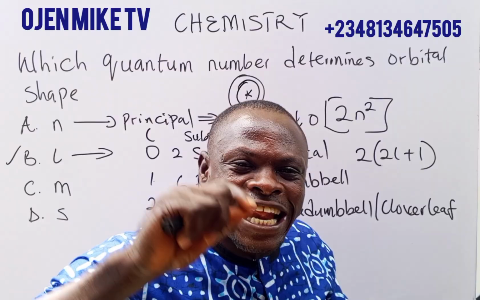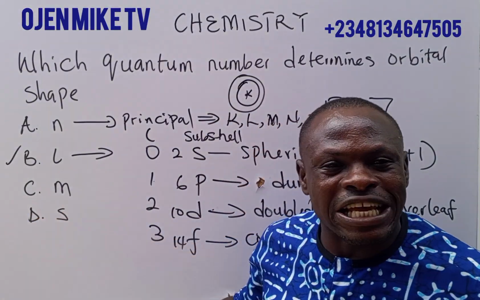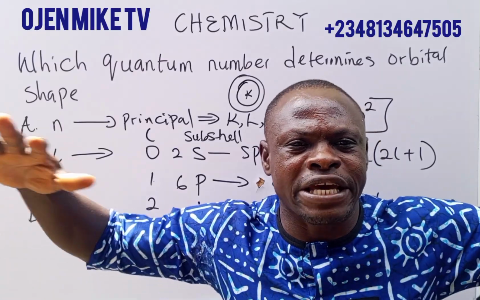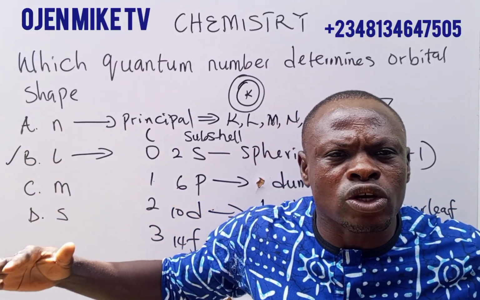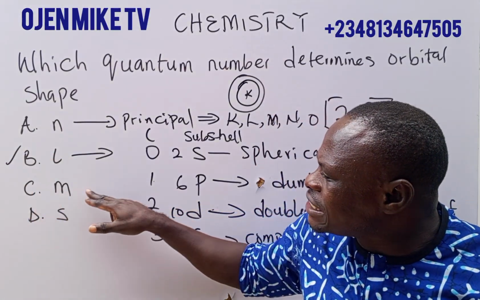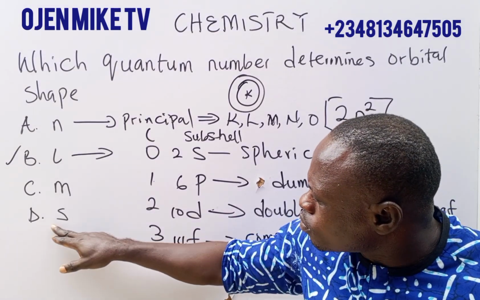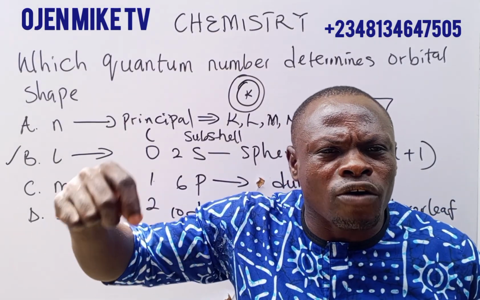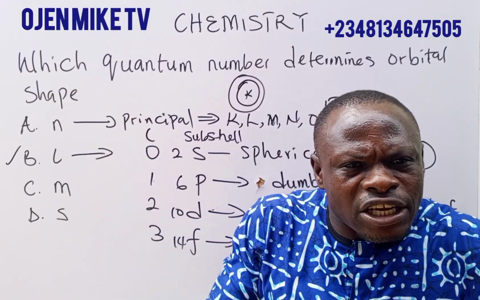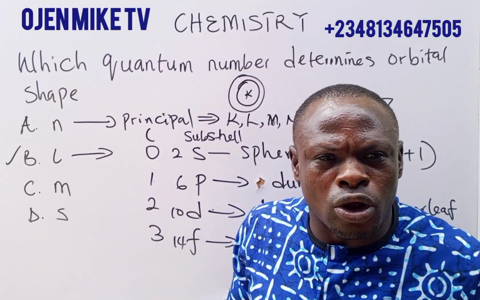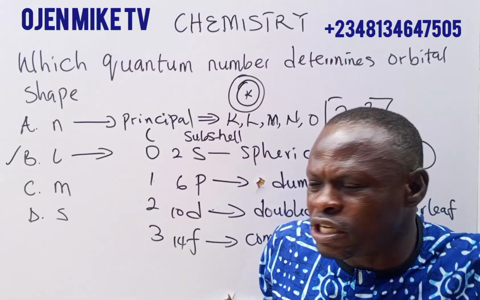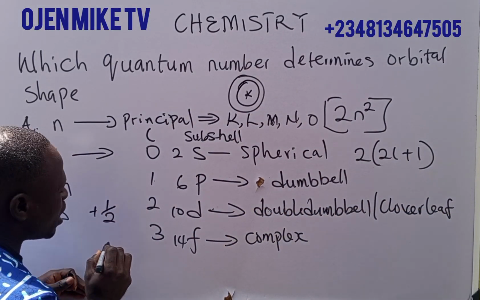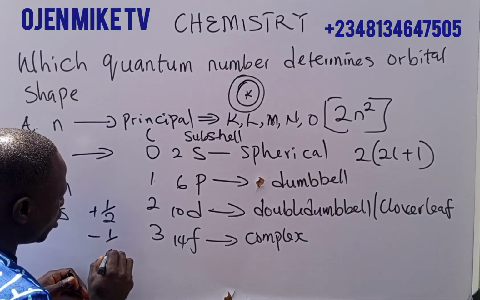Do you understand? Now, the third one here is the magnetic quantum number. This one has to do with the orientation of the electron in space. The orientation of the electron in space is the magnetic quantum number. This one here is called the spin quantum number. This one has to do with the direction of the spin of the electron, when we have spin up and spin down. Spin up is plus half, and spin down is minus half.